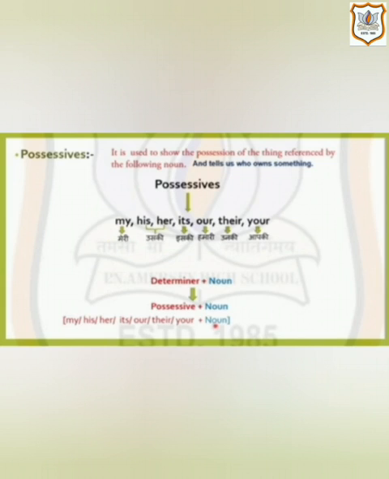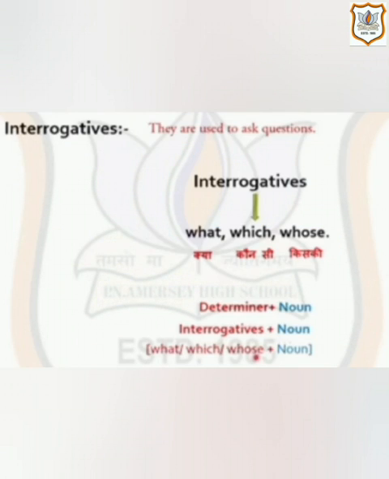Next is possessives. They are used to show the possession of the thing referenced by the following noun and tell us who owns something. Means you want to say the belongingness, or who is the owner of the thing, then we use possessives. My book, his, her, its, our house, their house, your house. Children, now the next one is interrogatives. They are used to ask questions. We can ask questions with these determiners: what, which, whose. What is your name? Which book is yours? Whose book is this?